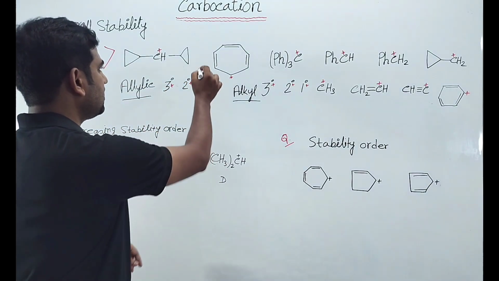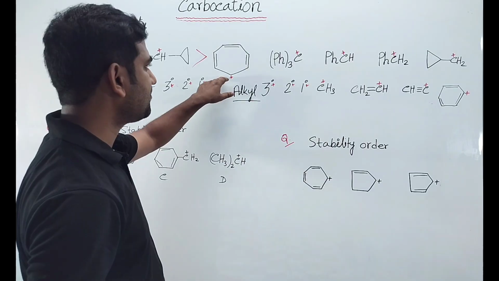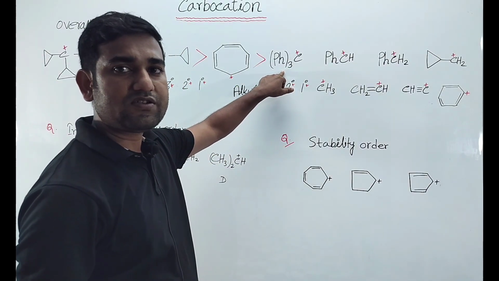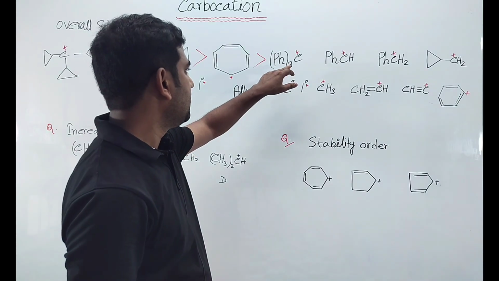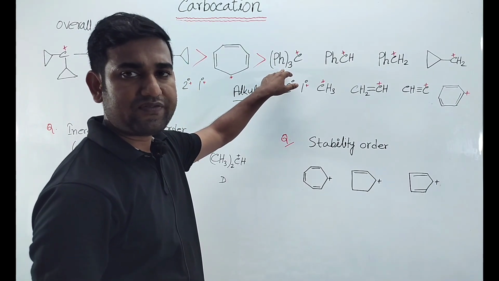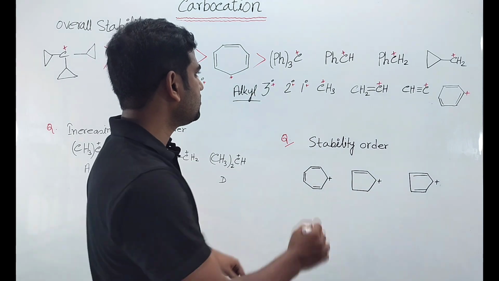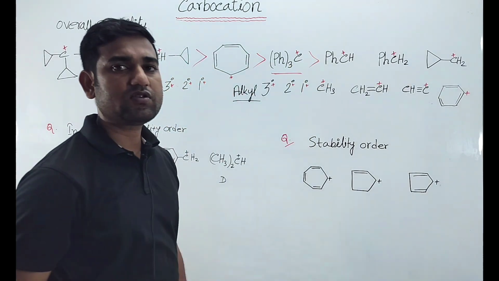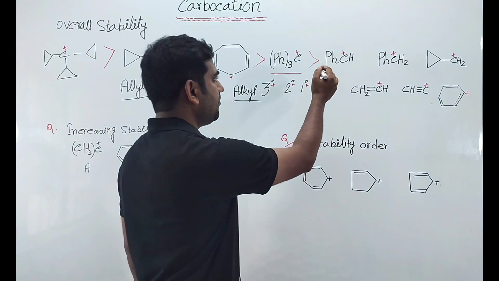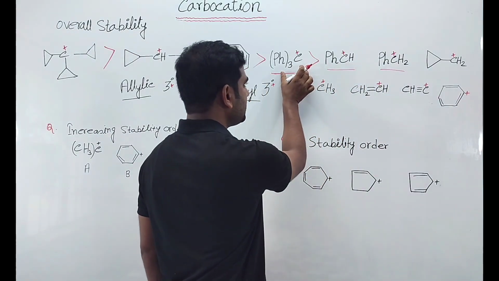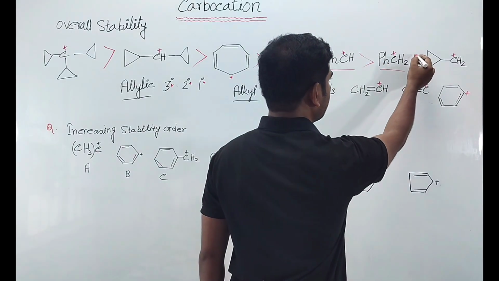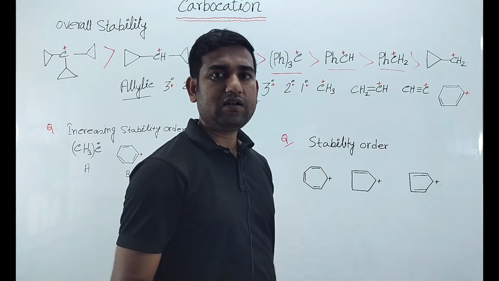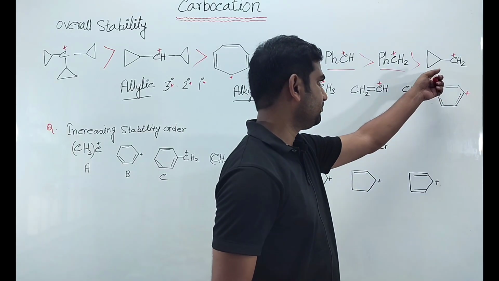This is aromatic stabilization. After that is resonance stabilized benzyl, triphenyl cation 3 degree. So this is resonance stabilized, 3 benzene rings are there, so resonating structures are more, that's why compared to 2 degree and 1 degree, 3 degree is more stable. Then benzyl carbocation, after that monocyclopropyl methyl carbocation is there.